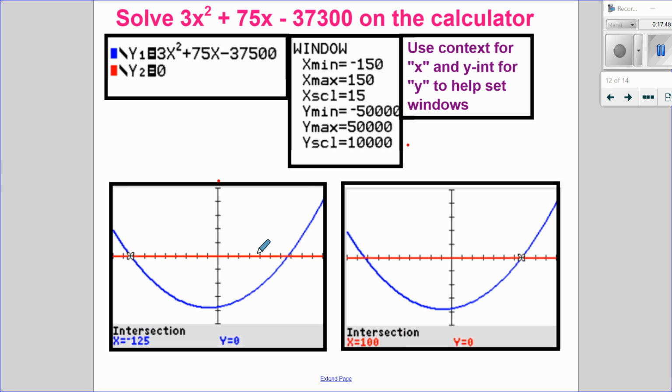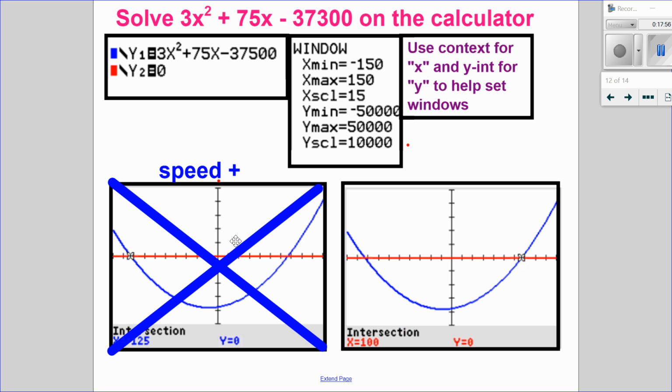So looking at this, I had an x-intercept at negative 125 and an x-intercept at 100. So obviously here you cannot have negative speed. Speed has to be positive. So this is an extraneous root. So the solution is x equals 100. In other words, the bus has a speed of 100 kilometers an hour.